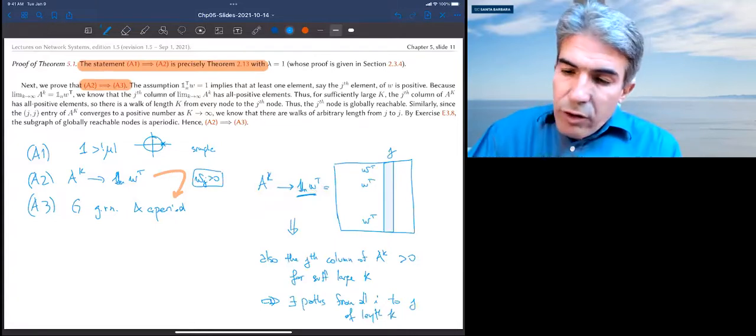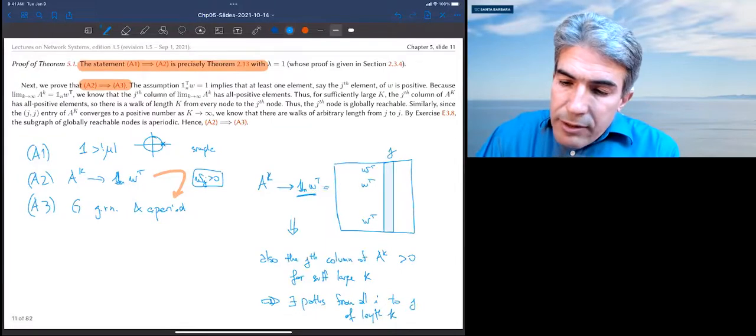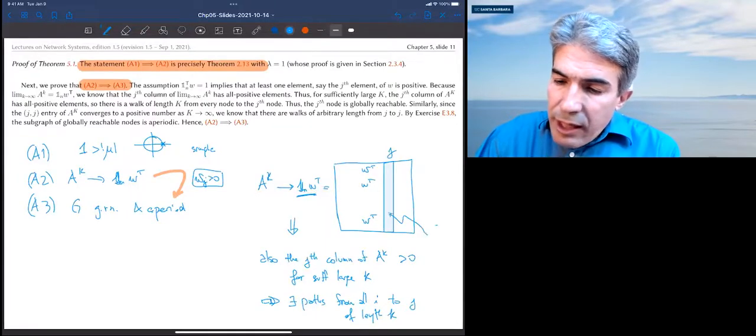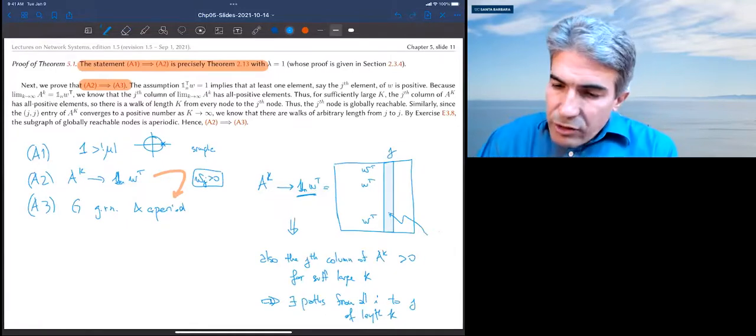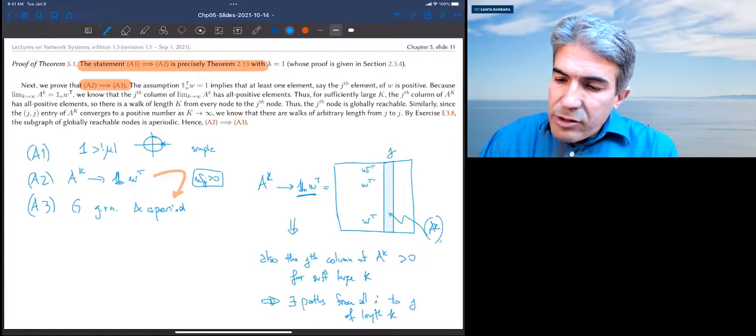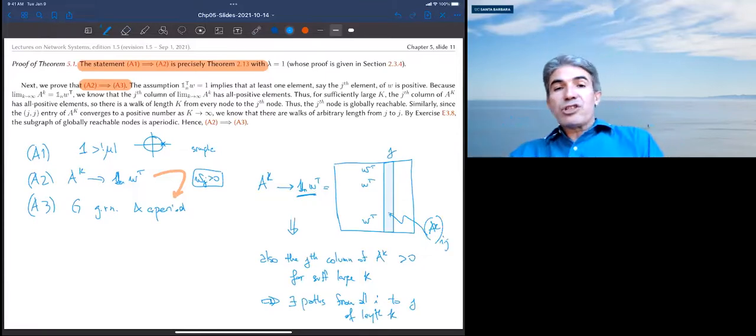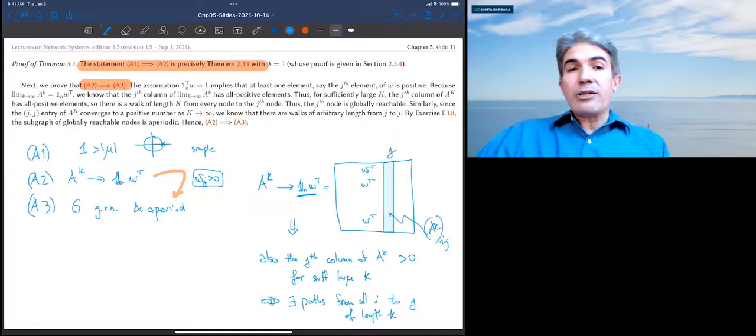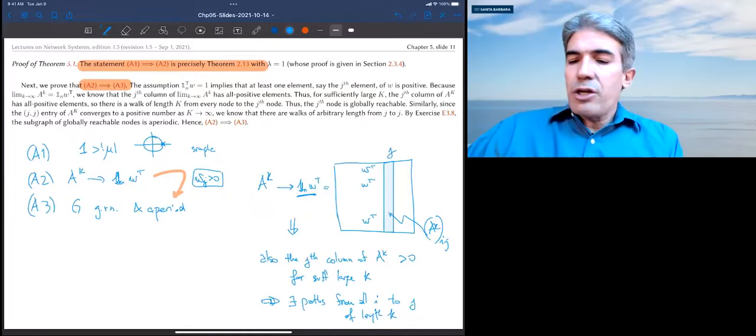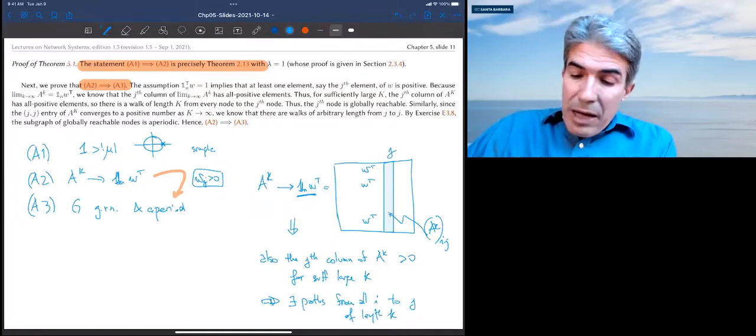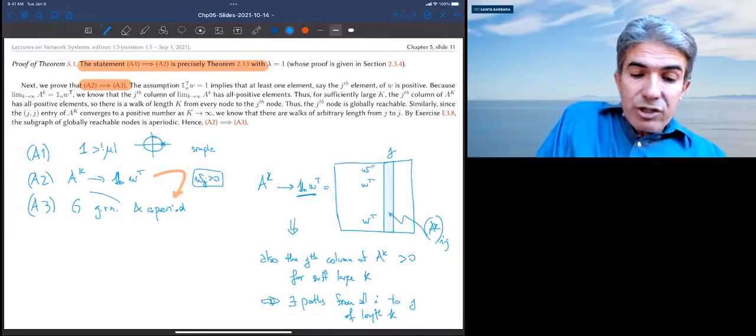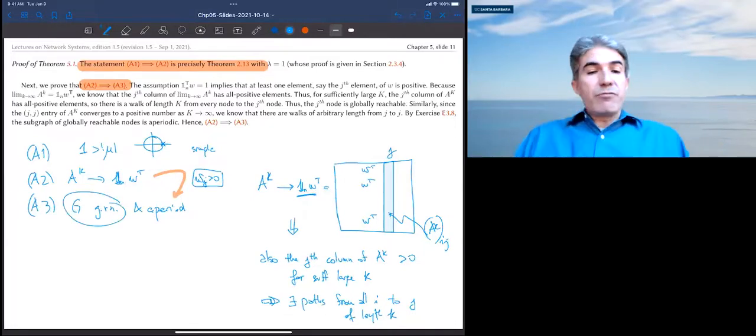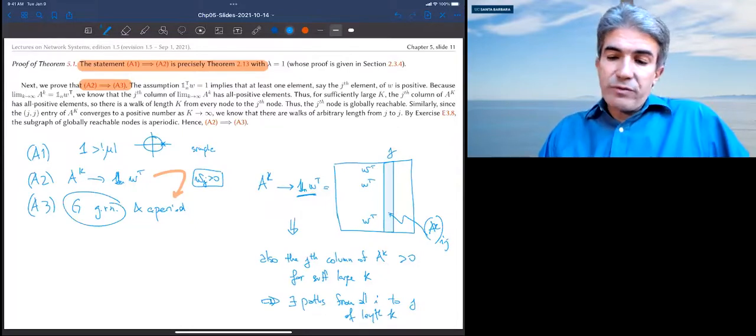Because the entries of the jth column are of the form, the arbitrary entry here is, I should write better because otherwise it's confusing, a to the k, close the parentheses, ij. So if the column is positive, it means that (a to the k)ij is positive for every i. So there are paths of any length from any node i to the node j. And so this means that j is globally reachable. Very, very simple proof which puts together concepts that we've seen.